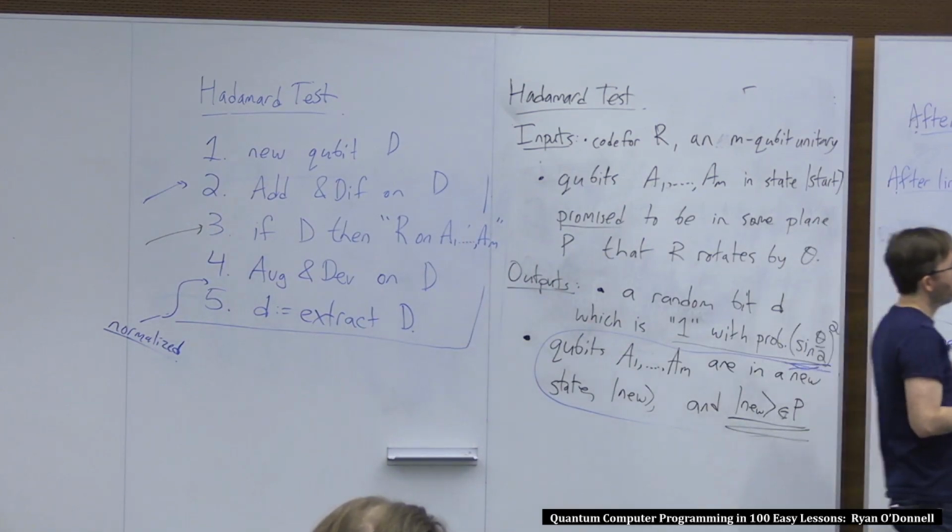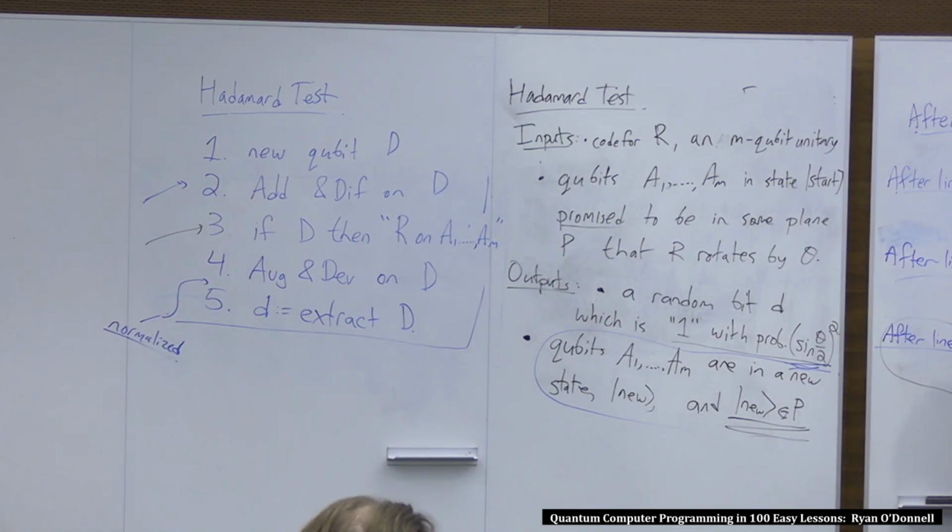Well, you could... okay, I'm not exactly sure what you mean. Given start, you can apply R to it, and that will rotate start by some amount theta that you don't know, and you'll have a new vector R start. So you'll be in the same position where you're like, well, now my qubits A1 through AM are in a state which is a vector in P, but I didn't really learn anything. I just moved the starting state.